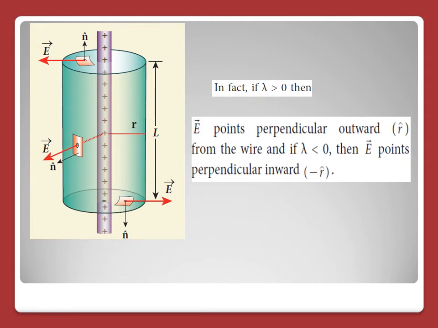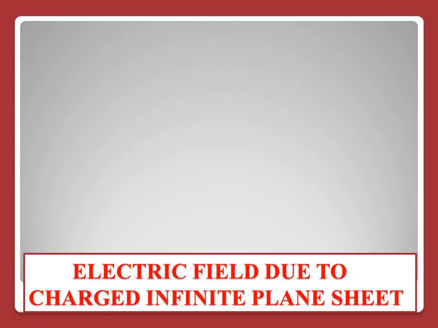Now if lambda is greater than 0, E vector points perpendicularly outward from the wire, and if lambda is less than 0, then E vector points perpendicularly inward, that is towards positive R and minus R. Next you have the electric field due to a charged infinite plane sheet.